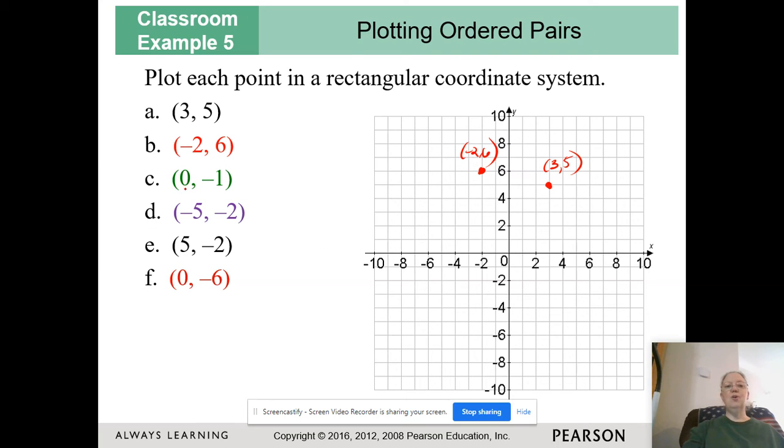0, negative 1, go over 0, down 1. So here is my 0, negative 1. Negative 5, negative 2, go left 5, down 2. So here's my negative 5, negative 2. Positive 5, negative 2. So I'm going to go right 5, down 2. And 0, negative 6. So go over 0, down 6.